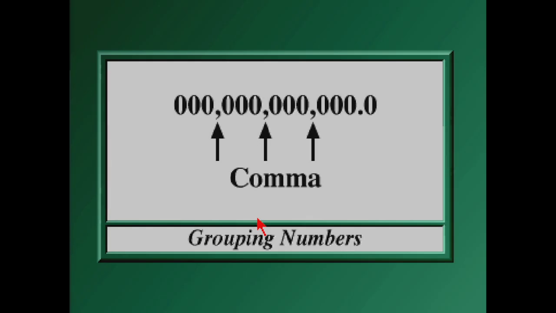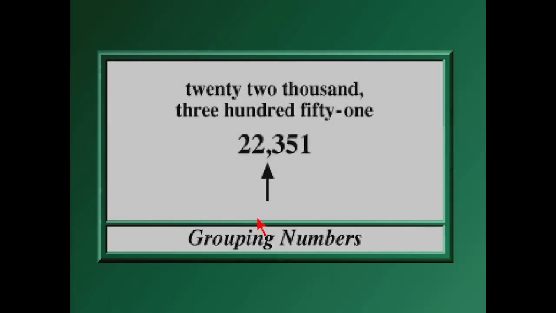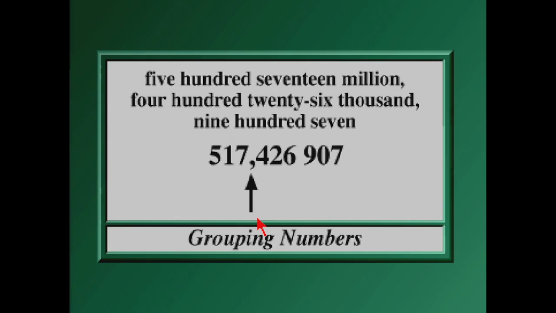Commas are used to separate numbers into groups of 3. Place a comma where the word billion, million, and thousand appear. For example, 22,351 would have a comma between the 2 in the thousands place and the 3 in the hundreds place. 517,426,907 would have the first comma between the 7 in the millions place and the 4 in the hundred thousands place, and the second comma between the 6 in the thousands place and the 9 in the hundreds place.